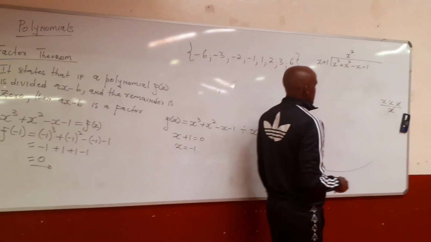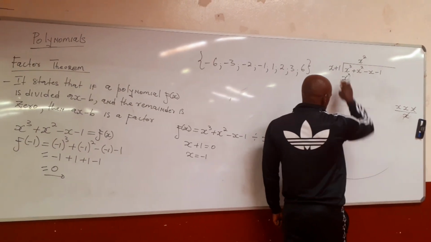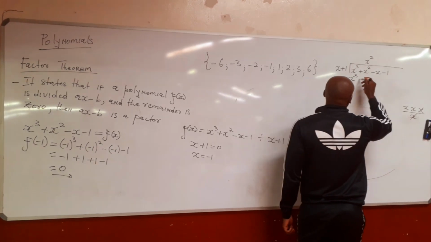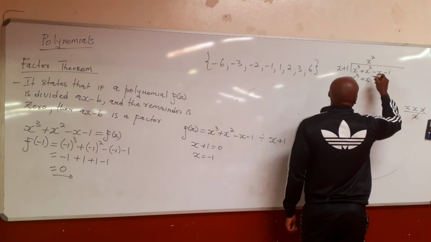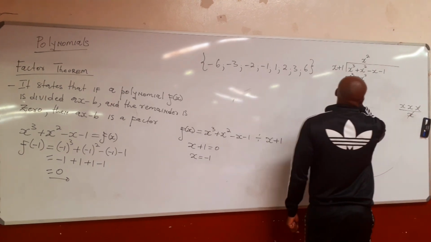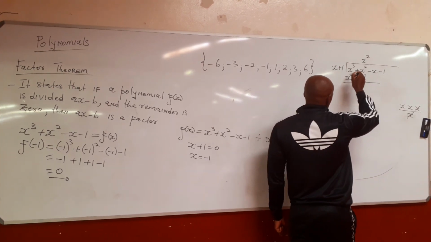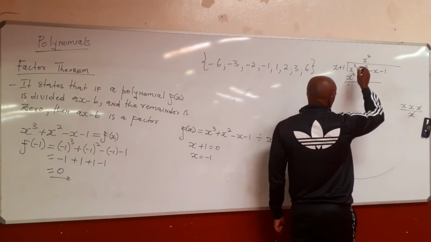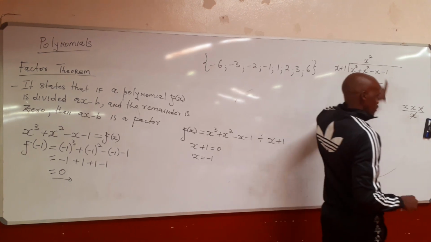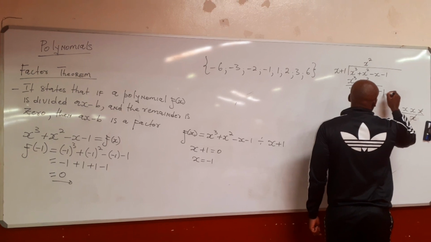X times x squared, that will be x cubed. And then we multiply by 1 again. 1 times that, it's plus x squared. The next step, we subtract. X cubed minus x cubed is 0, and then x squared minus x squared again, it's 0. We have to drop down that, it's minus x minus 1.